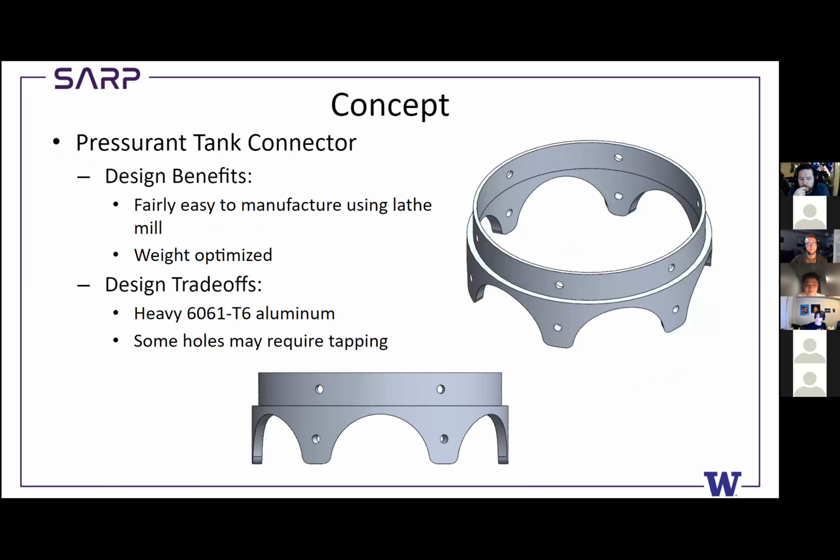All right, go ahead. Next, the pressure tank connector, probably the coolest looking part in my opinion. Design benefits, it's fairly easy to manufacture. It's just lathe features, and then you put it on the mill with a little rotating head, and you mill out all the features around the circumference. It's pretty weight optimized. I think we could go a bit further, but it's saved a lot of weight with those cutouts.